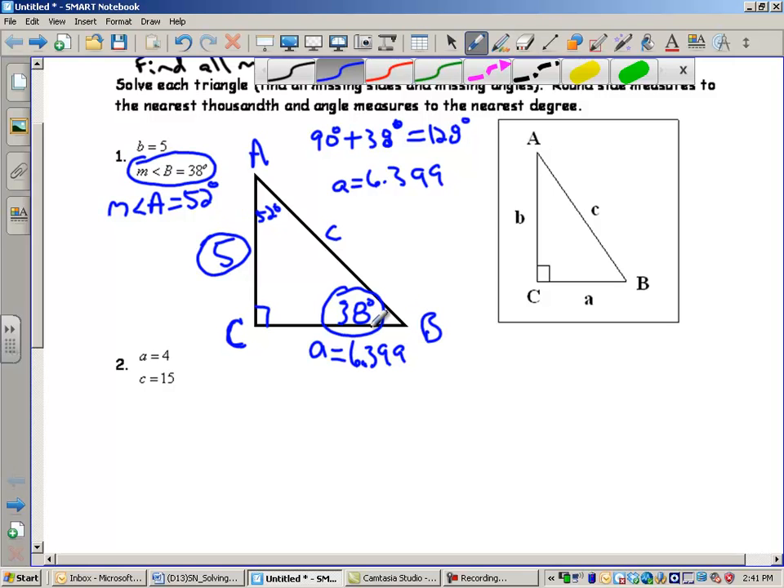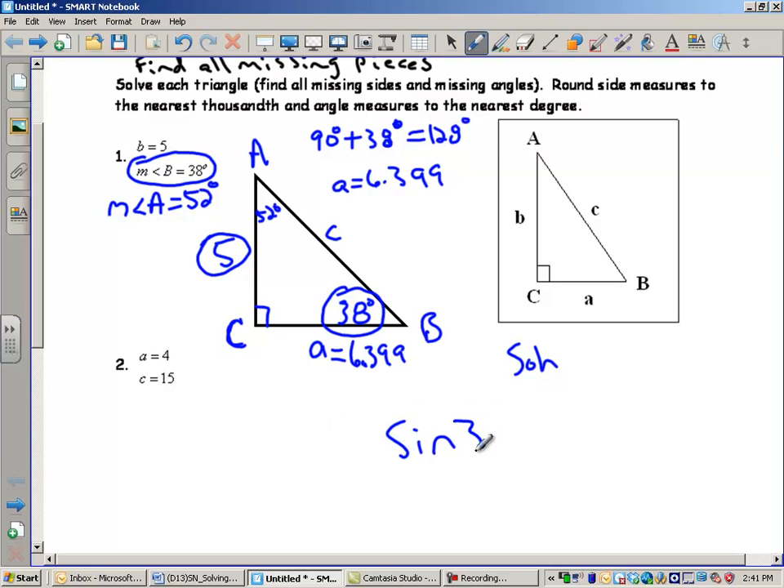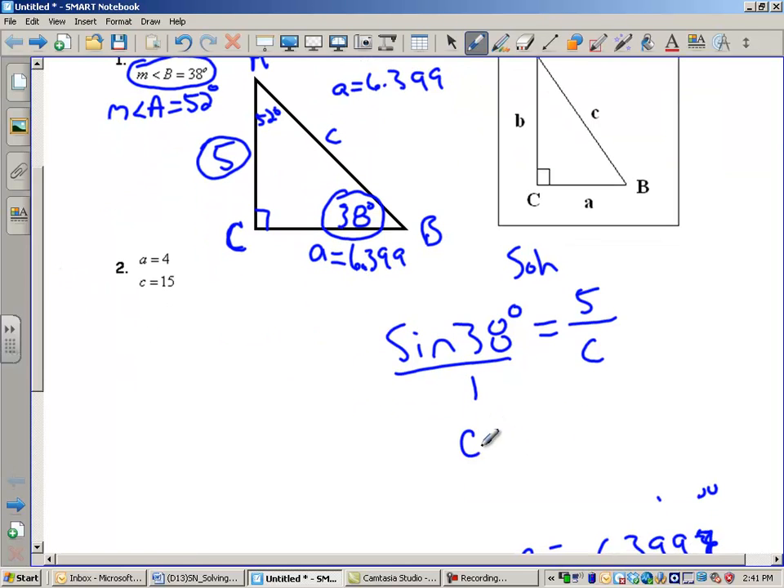All right, so let's go back to what I know. I know the measure of angle B. I know opposite side 5. Let's find C. So I know opposite, C's hypotenuse. Which trig function deals with opposite and hypotenuse? Yes, that's right. It's sine. So I'm going to write the relationship. The sine of 38 degrees must be equal to 5 over side length C. I'm going to drop a 1 underneath the sine of 38, and we're going to cross multiply. C times the sine of 38 degrees equals 5. So side length C will be 5 divided by the sine of 38, which is 8.121.